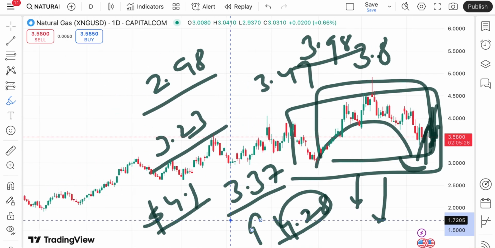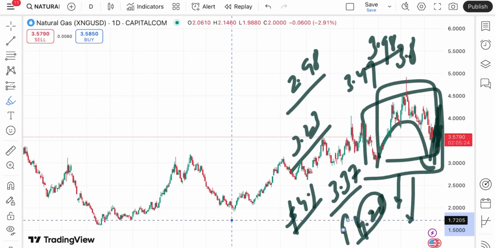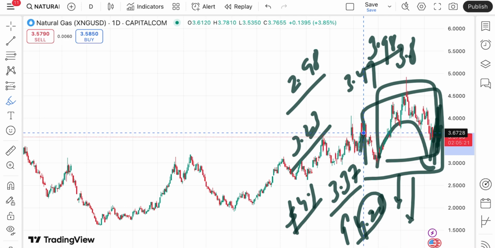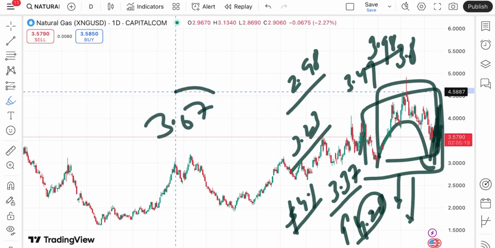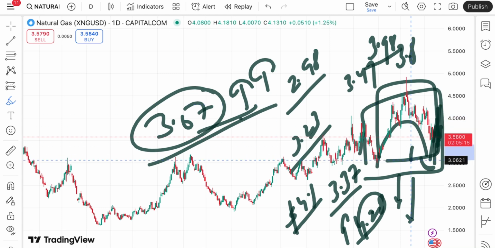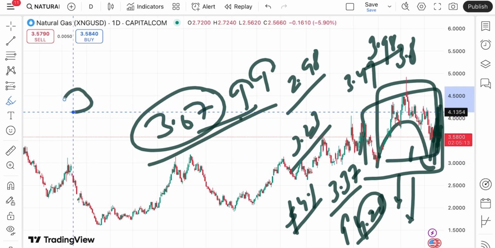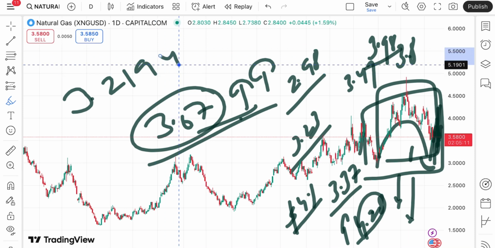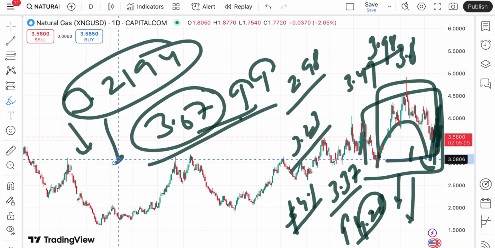If you look at this trend, there is a higher chance that we can see a further upside if the price keeps moving above a level of 3.67. Keep that in mind: if the price sustains above this level, the probability of further upside is there. But if it starts going below a level of 3.2194, we can see a further downfall.